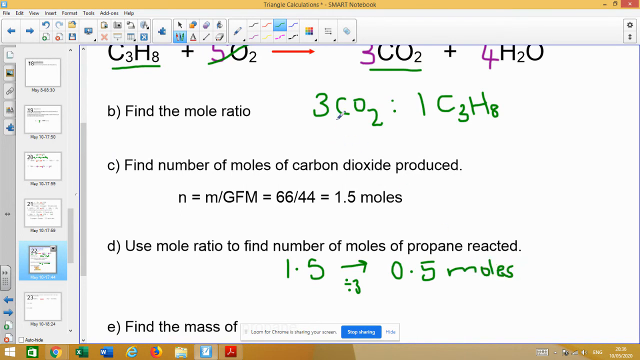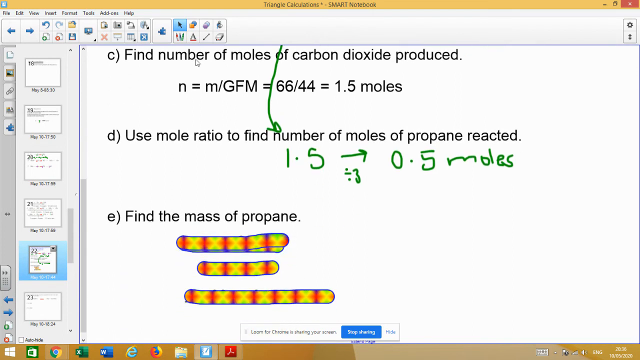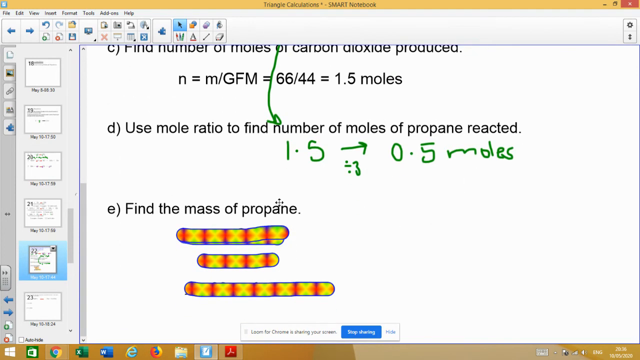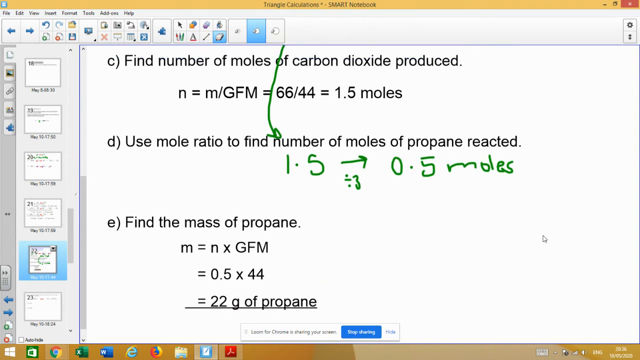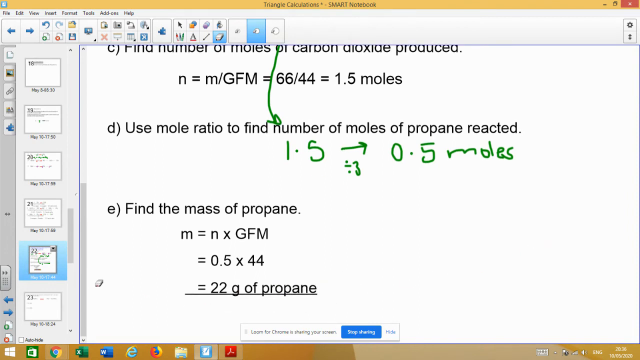And that's linking to that equation there. So we've got the mole ratio coming down there to become 3-to-1, which gives us 1.5 to 0.5. Okay, so that's what the mole ratio is used for. And then using this number of moles, we can find out the mass of propane. Mass is number of moles times the GFM, so we've got 0.5 times 44. So it's 22 grams of propane that would burn to produce that much carbon dioxide.